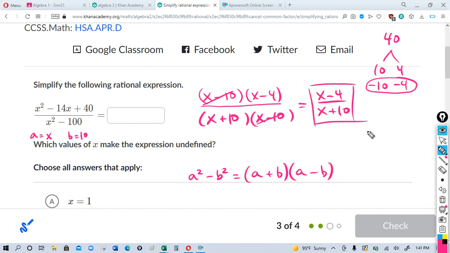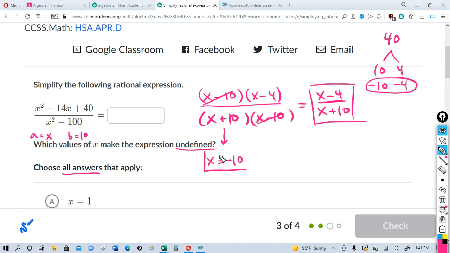All right. Now for the second question, the ones that make the expression undefined, you have to be careful because it says choose all answers. All right. So we have to look at the one that we canceled, not just the one that's there now. For x plus 10, if x were negative 10, that would make this 0. And 0 times whatever is going to be 0. You can't divide by 0 in the denominator, so that's no good.